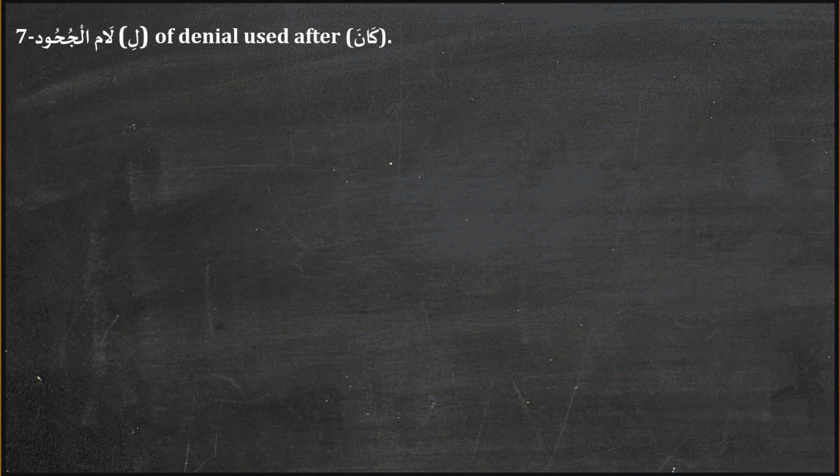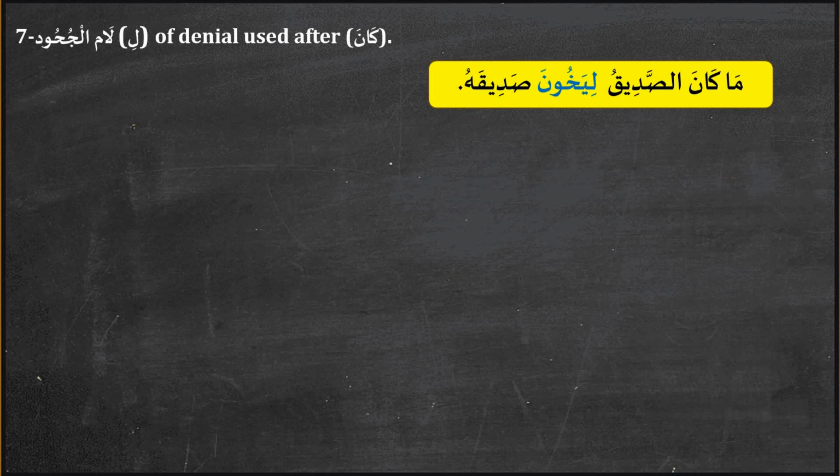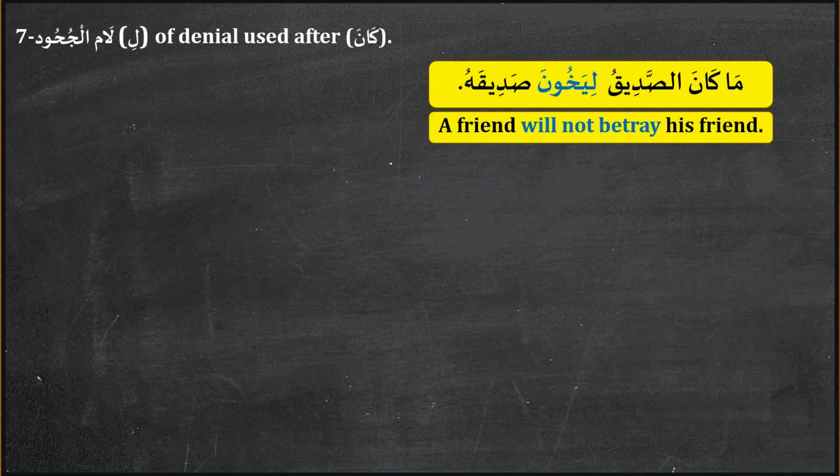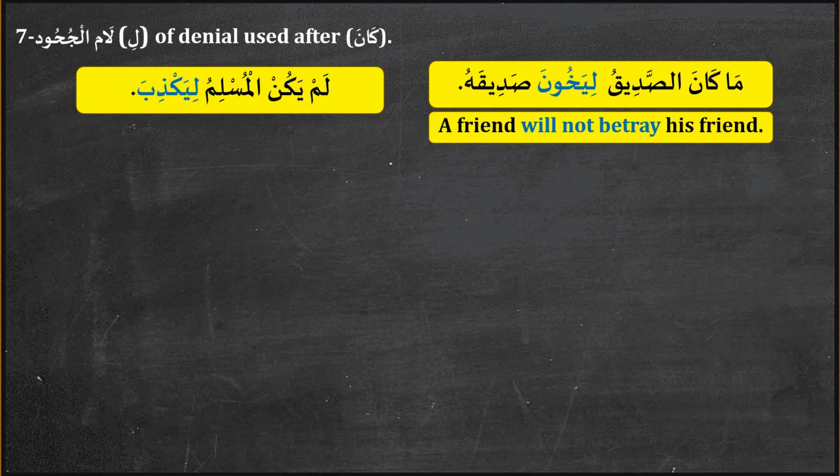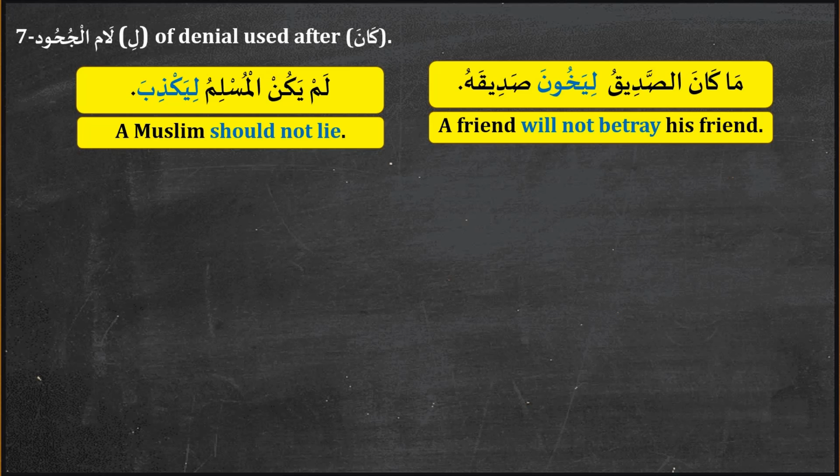The next particle لام الجحود, li of denial, used after كان. ما كان الصديق ليخون صديقه. A friend will not betray his friend. لم يكن المسلم ليكذب. A Muslim should not lie, will not lie, cannot lie.